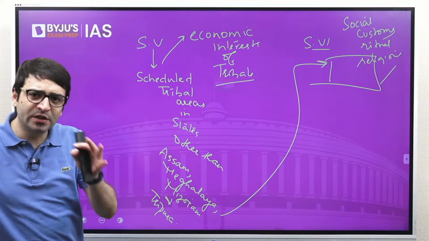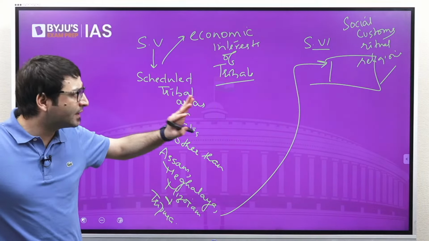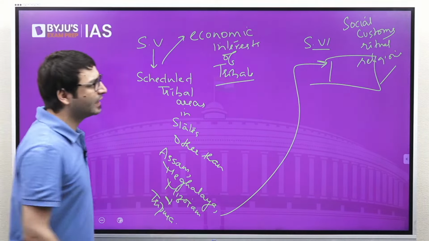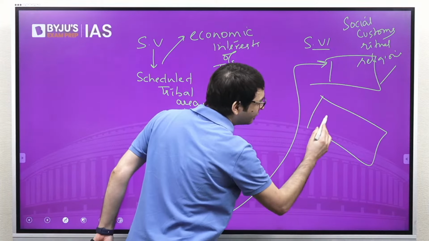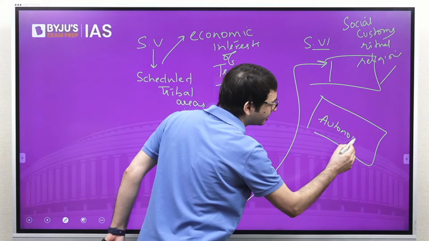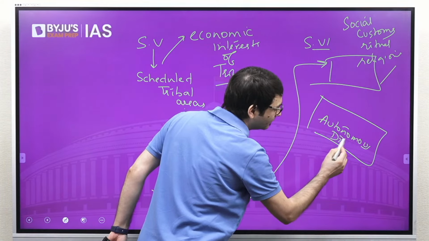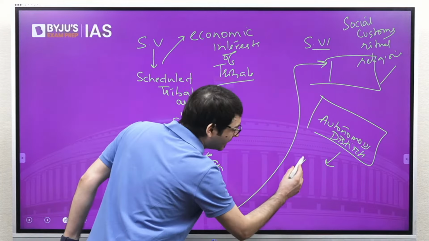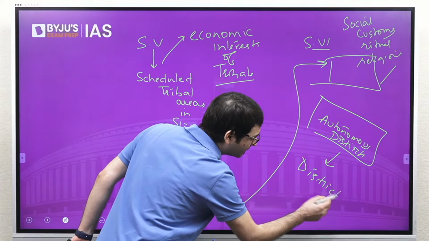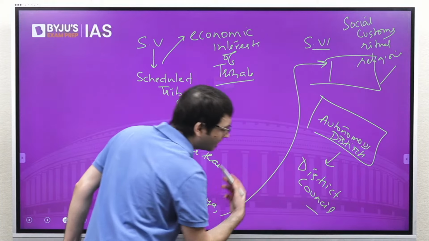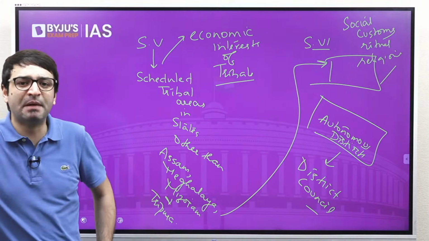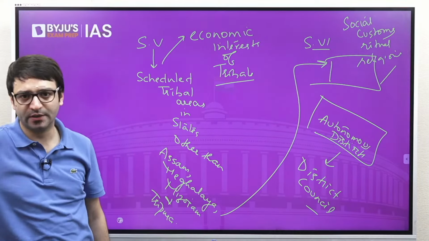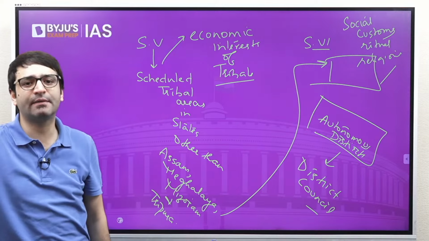And one important way in which these social, religious customs, practices are preserved, protected, secured is by the creation of autonomous districts. And every autonomous district has a district council. This district council will have 30 members. 26 of these 30 members are directly elected by the people of that district. Remaining 4 are nominated by the governor.